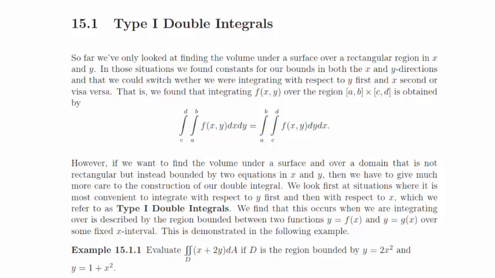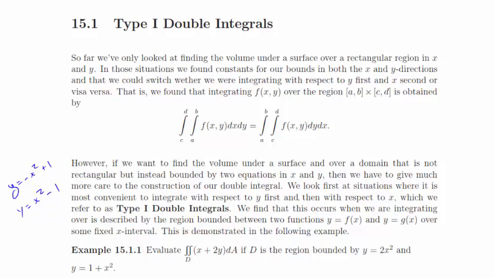However, if we want to find the volume under a surface and over a domain that is not rectangular but instead bounded by two equations in x and y, that is, I could have y equals negative x squared plus 1 and y equals positive x squared minus 1. So we've got these two parabolas in the xy plane, and we look at the region between them, and that could be the domain that we're looking at. That's just one example. We'll see something similar in this next example.